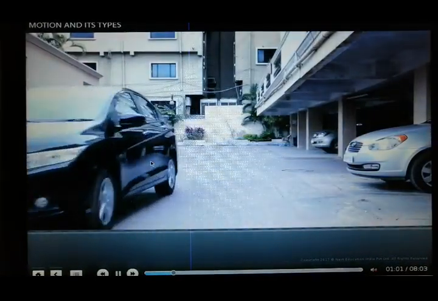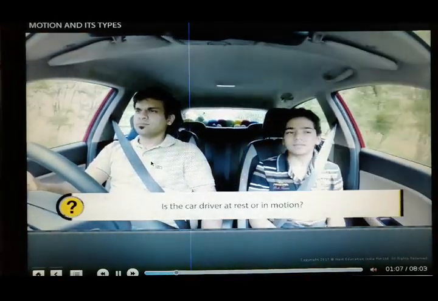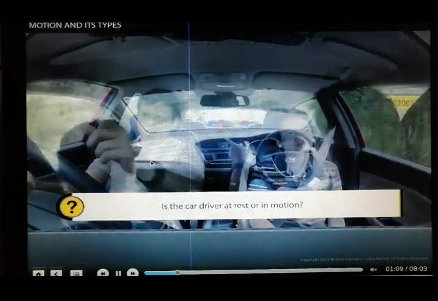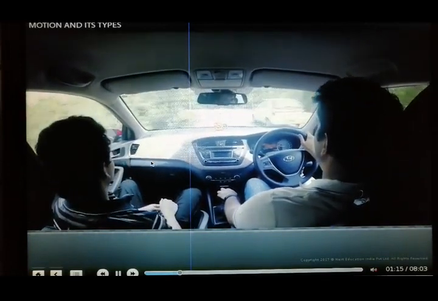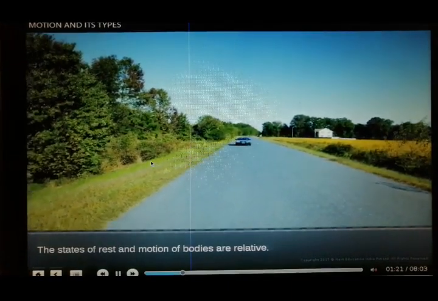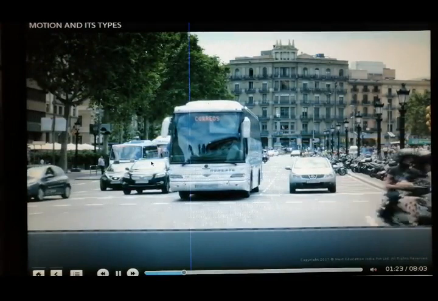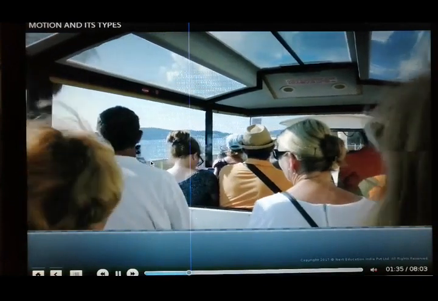What happens when we compare the state of two or more than two objects? For instance, let us consider the state of a car driver. It is difficult to answer this question. This is because, with respect to the car, the driver is at rest, but with respect to the other things around, he is in motion. Thus, the states of rest and motion of bodies are relative. Consider a bus moving along a road. A passenger in the bus perceives the trees and other objects outside the bus to be moving, while his co-passengers seem to be at rest.